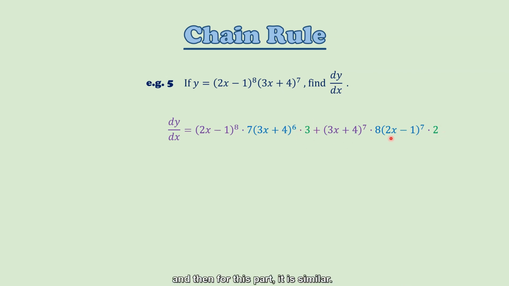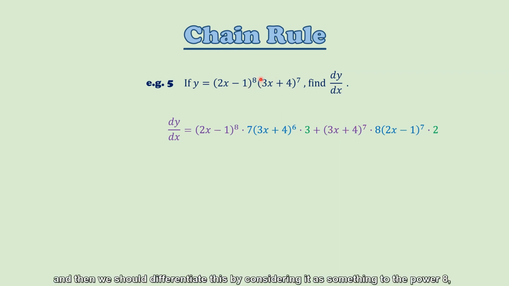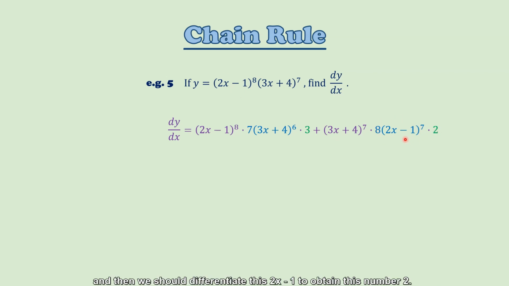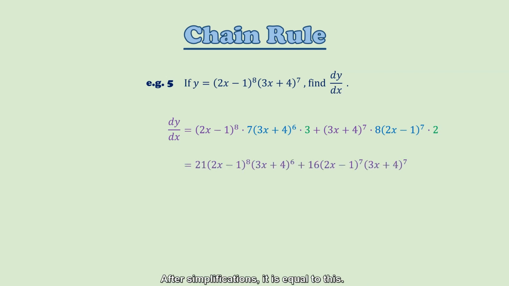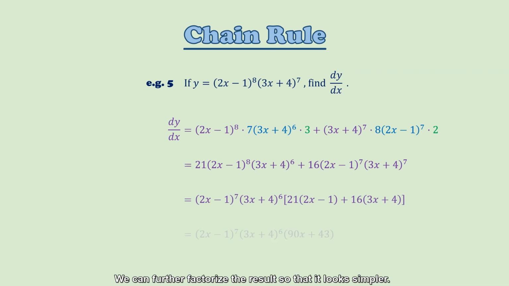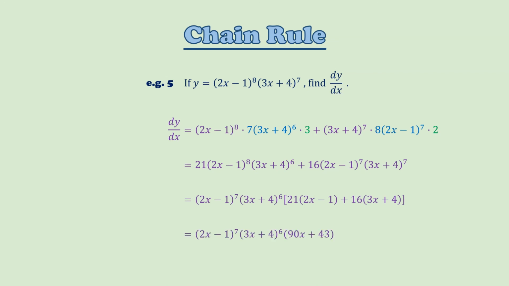And then for this part it is similar. We should first of all take out 3x plus 4 to the power 7, and then we should differentiate this by considering it as something to the power 8, and then we should differentiate this 2x minus 1 to obtain this number 2. As you can see, we can actually do differentiation in one step. After simplifications, it is equal to this. We can further factorize the result so that it looks simpler. This is how we can apply chain rule to do differentiation.